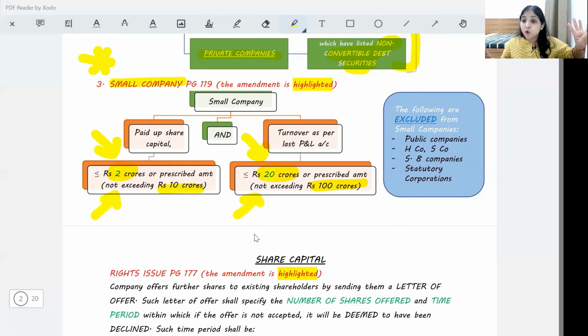But we have 4 companies which will never be considered as small companies. Number 1, public companies. Number 2, holding companies and subsidiary companies. Number 3, Section 8 companies. And number 4, statutory corporations.